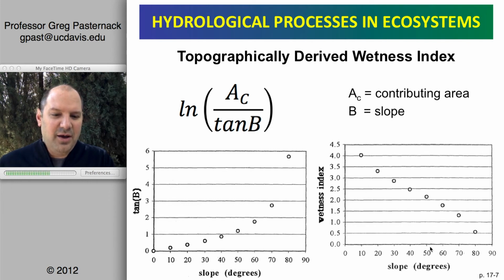So if we take a slope and convert it to tan beta, then we can see that for any given contributing area, we can get a wide range of wetness index values. There's an inverse relationship here, so you get a low index for a steep slope. It also should make conceptual sense that the more contributing area you have, the more water you're going to get.